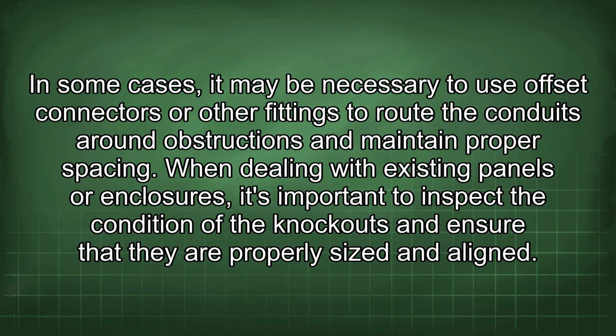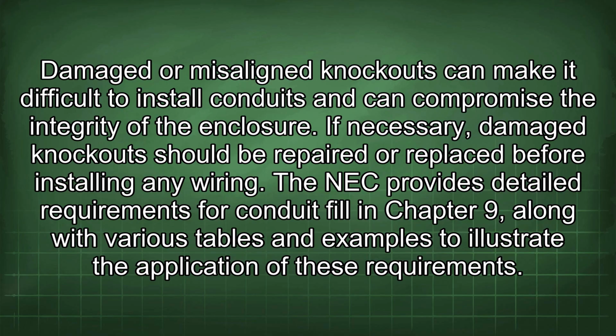When dealing with existing panels or enclosures, it's important to inspect the condition of the knockouts and ensure that they are properly sized and aligned. Damaged or misaligned knockouts can make it difficult to install conduits and can compromise the integrity of the enclosure. If necessary, damaged knockouts should be repaired or replaced before installing any wiring.